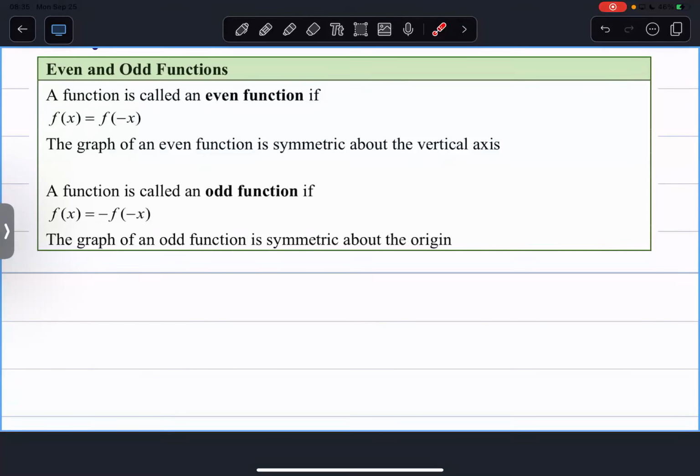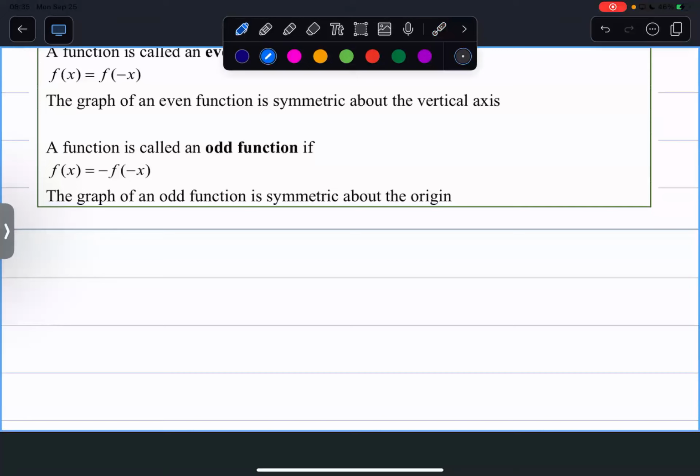Anyways, we can have odd functions. How do we test it? Well, if I put in negative x, do I get negative f of x? Okay, so how you test if you have an odd or an even function is you can put in negative x and see if you get f of x or if you get negative f of x.